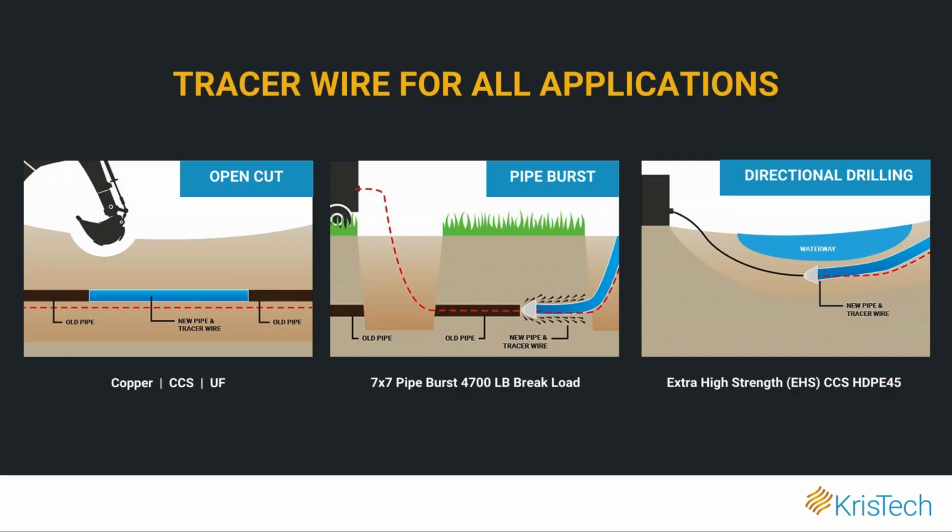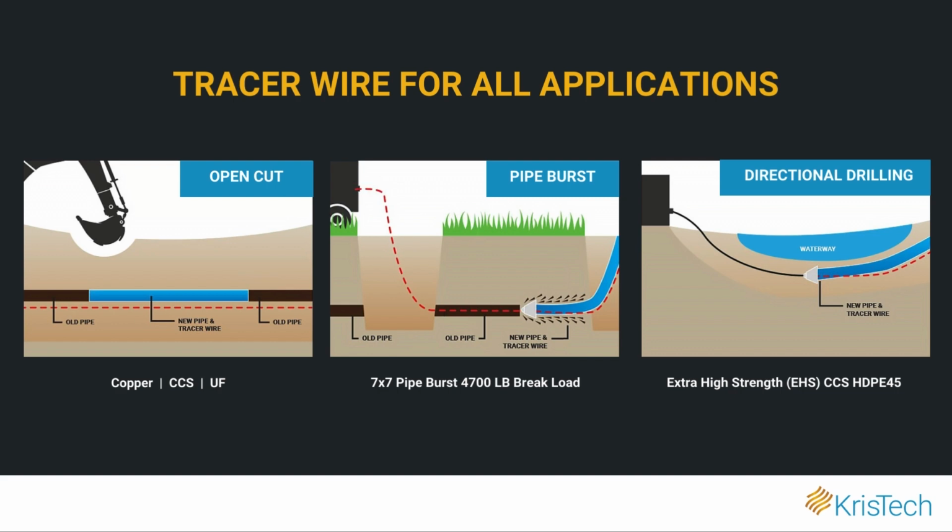There are three types of tracer wire applications. Open cut is the most common and involves trench excavation and ground level pipe installation. Directional drill and pipe burst are two other applications that we will talk about later. All three applications, regardless of the utility type, need tracer wire to ensure safety and locatable utilities. Today we are talking about open cut.